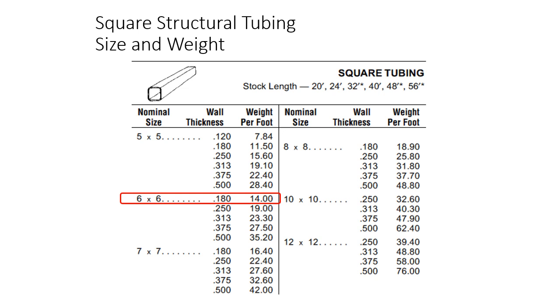But you can generally, tubing is called out in dimensions and wall thickness. So 6 by 6 by 180 wall thickness would be how you call it out, or 6 by 6 by 1/2 inch. So obviously the thicker the wall, the heavier the material is going to be, and the more expensive, because they're basically just charging you by the weight. So a 6 by 6 by 1/2 inch wall is going to be significantly more expensive than a 6 by 6 by 180 wall thickness.